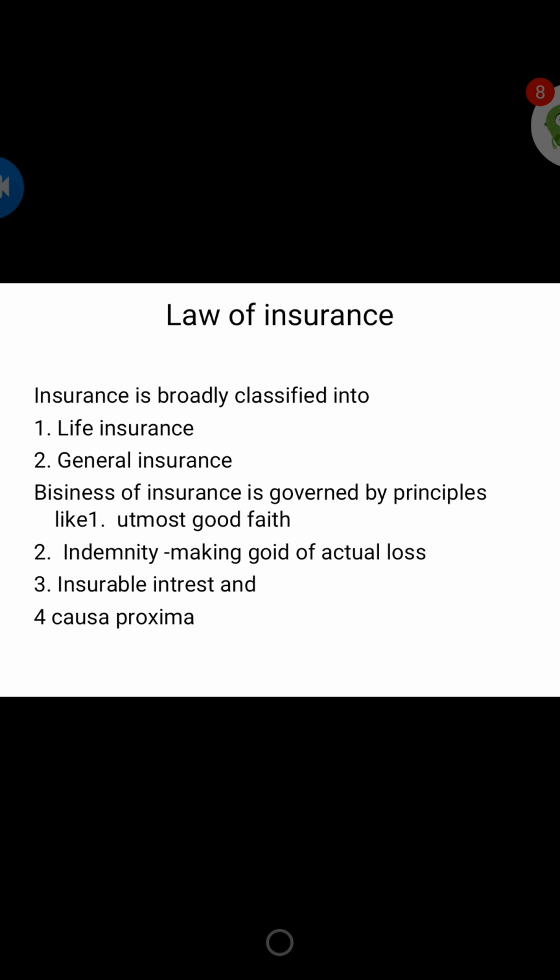The next is causa proxima. What is causa proxima? It is nothing but finding the proximate cause. Causa proxima is concerned with how the damage or loss happened, so you find the reason. This we call causa proxima. The law of insurance is governed by respective laws. Then the terms and conditions of the contract between the insurer and insured are entered in the policy. Okay, thank you.